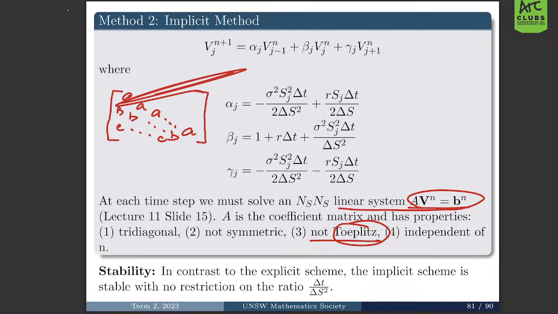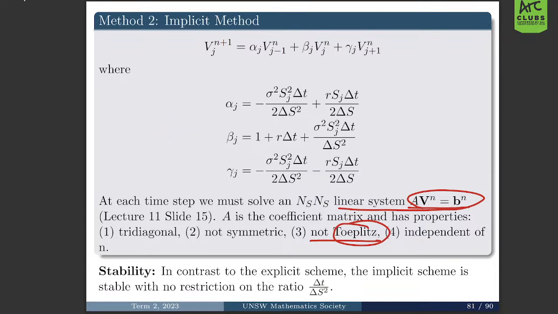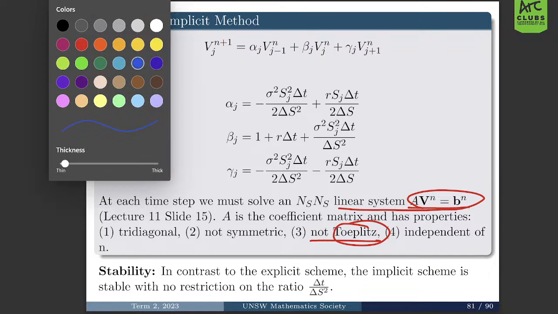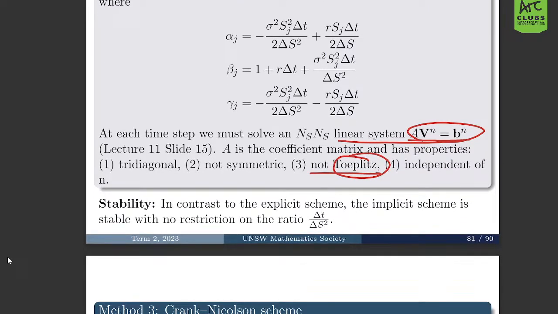And finally, it's independent of n. Remember, n is just how many intervals you want to separate it into for your prediction. So that's essentially what this is talking about. And again, for the stability, in contrast to the explicit scheme, the implicit scheme is a lot more stable, and it doesn't really have a restriction on this ratio over here. Just a thing to keep in mind, really.